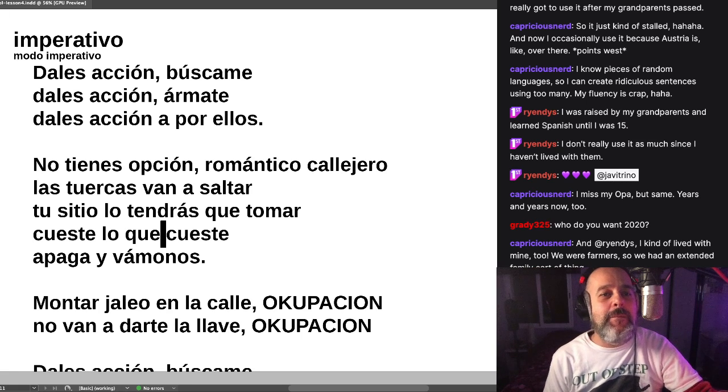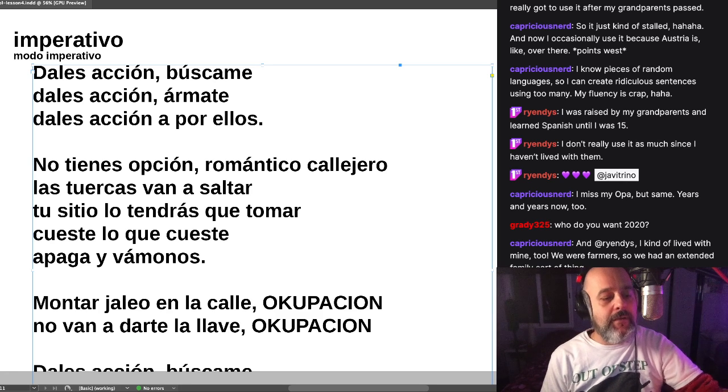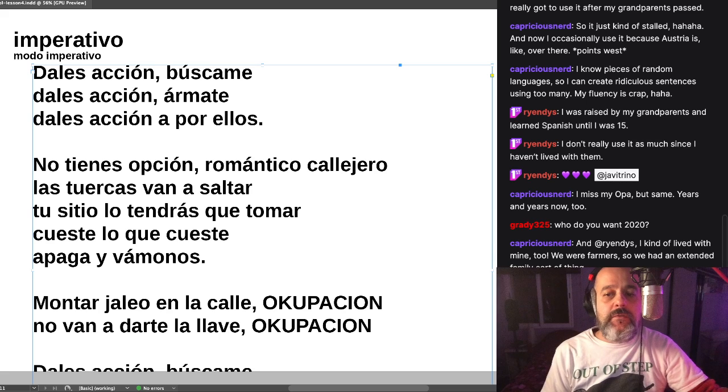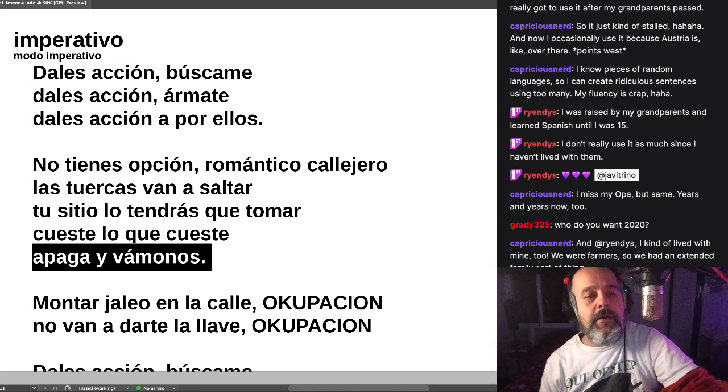This is a very revolutionary type of song. It's a rock song by Barricada. But I think that would wrap up the imperative and conditional mode, if that's okay with you all. But we're gonna do a little extra on the side, okay? Okay, that's enough for the ocupación.